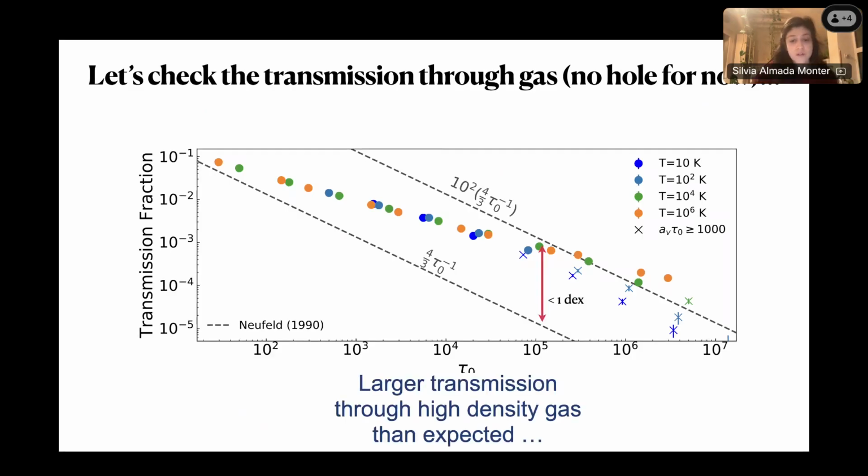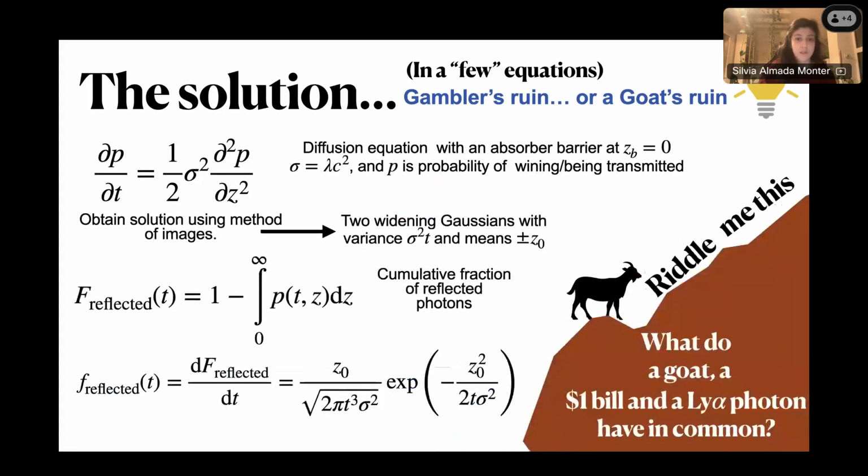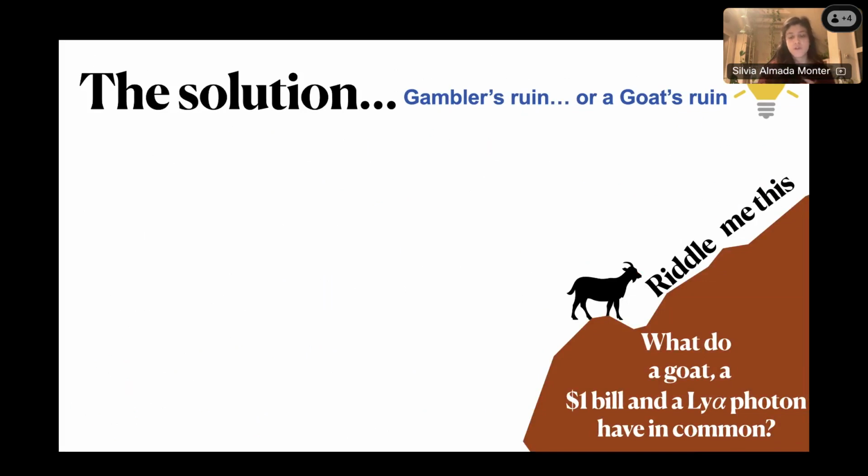There are orders of magnitude, and the transmission is way larger than we expected in the beginning. So in order to understand this, we were scratching our heads for a very long time, and then we came up with the solution, which implies solving the diffusion equation with an observer barrier. But since this is a bit confusing for talks, I always like to refer to it with an analogy, which is the gambler's ruin, or the goat.